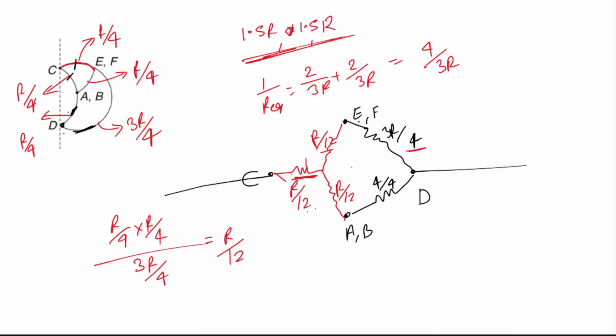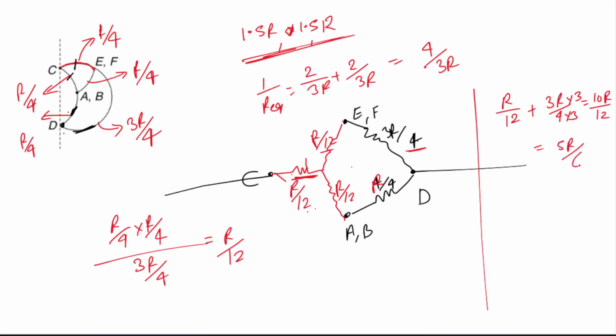r/12 and 3r/4 are in series. r/12 and this is r/4 in series, and then they are in parallel, and then all this parallel is in series with r/12. So easily we can find it. Let's solve it now. If I add r/12 and 3r/4, how much will it be? r/12 plus 3r/4, so multiply this by 3. This will become how much? 10r/12. So this is equal to 5r/6. So this whole is equal to 5r/6.